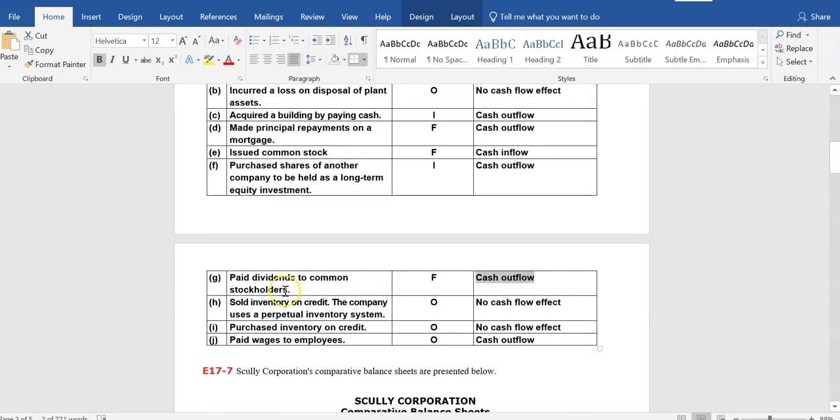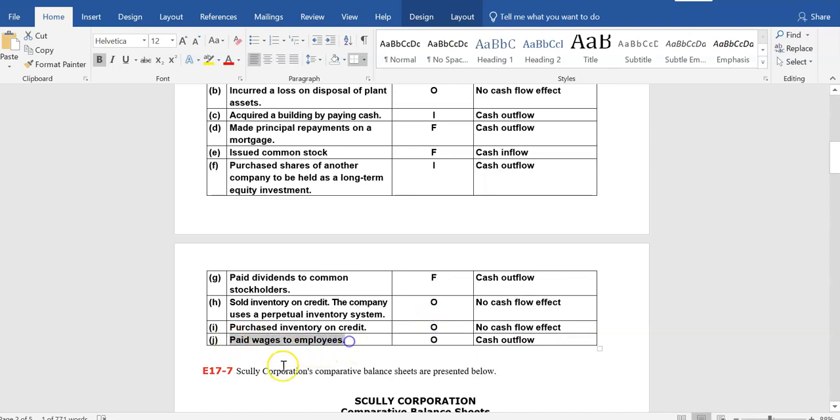Here, sold inventory on credit. We sold inventory on credit, there is no cash flow effect, and revenues are reported within net income in the operating activities section. Purchased inventory on credit, same thing, no cash flow effect because no cash changed hands, and it is an operating activity.